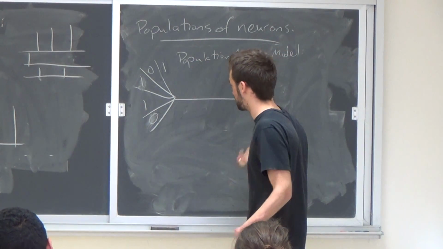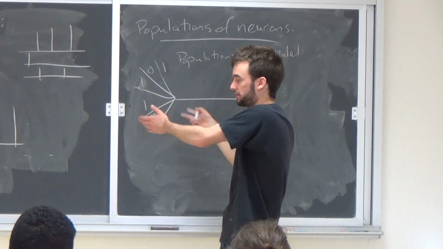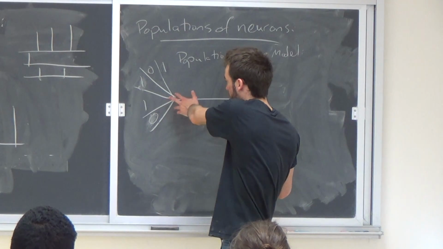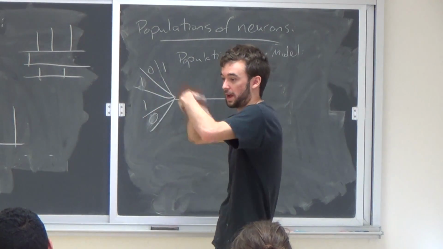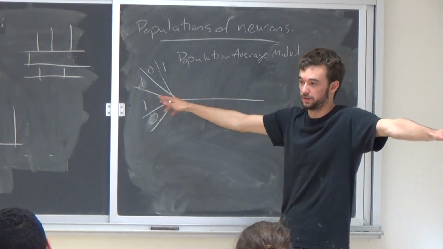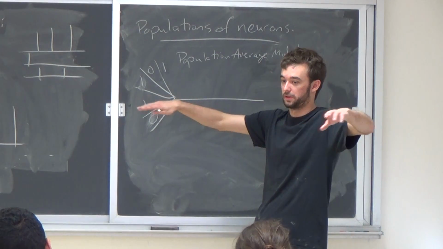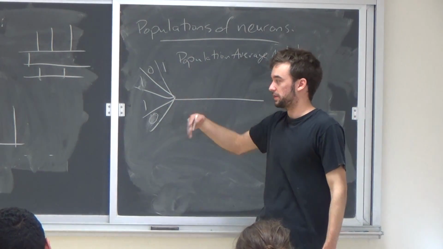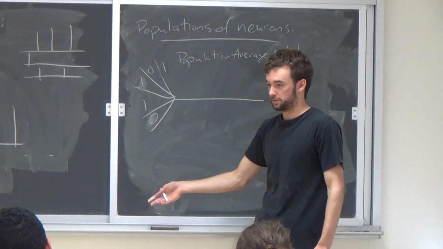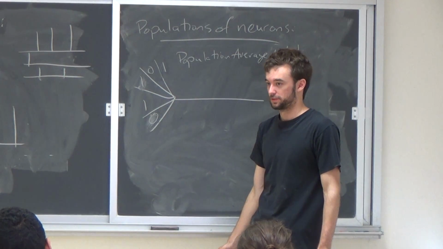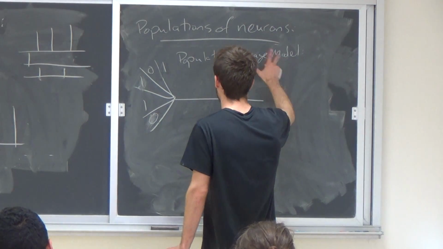So effectively what I'm trying to say, and this is sort of intuitive, is just that if you're looking at what a lot of neurons are doing, even if the individual neurons are very noisy, the fact that you're averaging over a whole bunch of these noisy guys means that you actually get a fairly reliable way of getting information. Does that make sense? So this is population averaging.